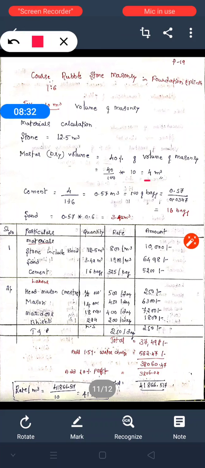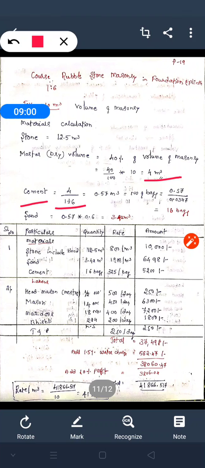Remember, for coursed rubble stone masonry, dry volume is equal to 4 meter cube, or else you should calculate it like this. Then we should calculate the materials here. That is calculation of materials. First cement: 4 divided by the proportion 1:6 here. Suppose if it is 1:8, or suppose if it is 1:4, then again you have to change the proportion at the bottom here. Then the quantity of cement and sand will change. But in this question he has given 1:6, so we should take it as 1:6. 4 divided by 1:6, then we got 0.57 meter cube, and the number of bags is around 60 bags we required for the 10 meter cube of work.